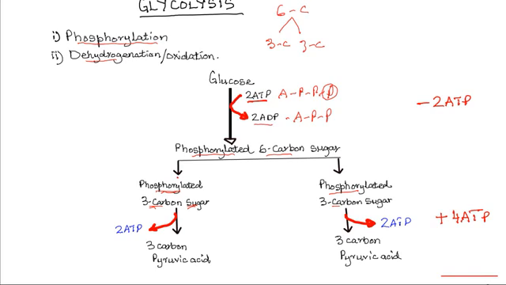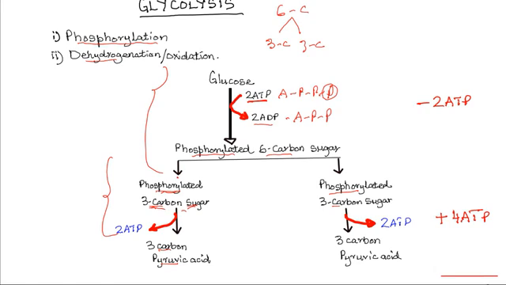The next step in glycolysis is the dehydrogenation. This one was glycolysis up to the split. Then dehydrogenation. This involves the loss of hydrogen atoms from each of these molecules. Each of the 3-carbon molecules loses 2 hydrogen atoms to become pyruvic acid.